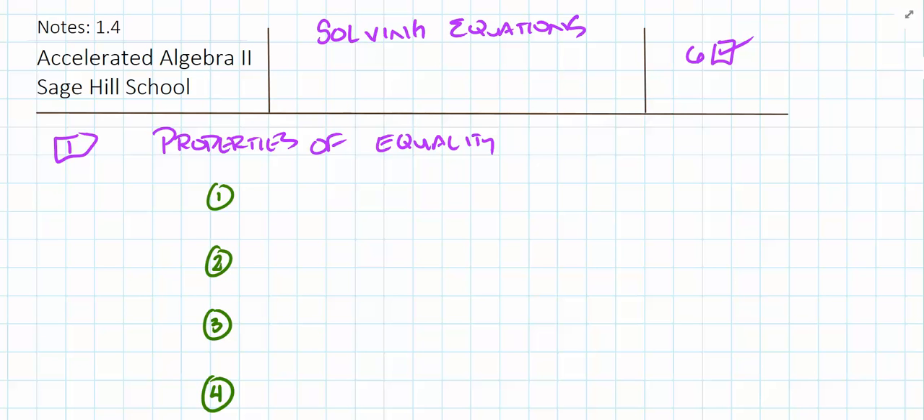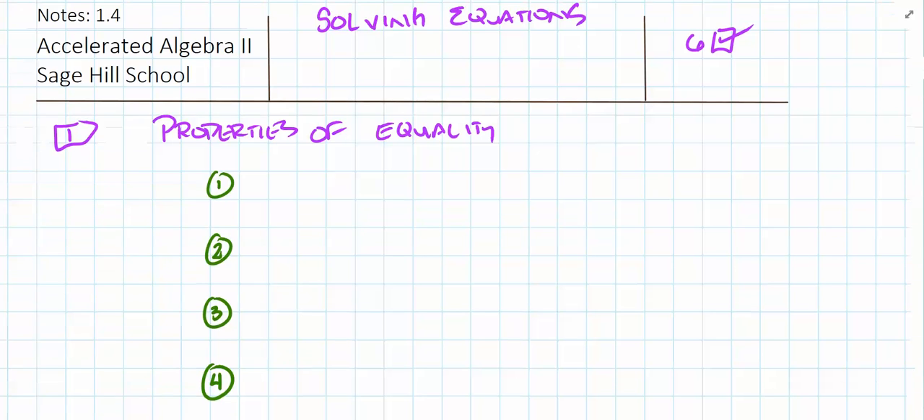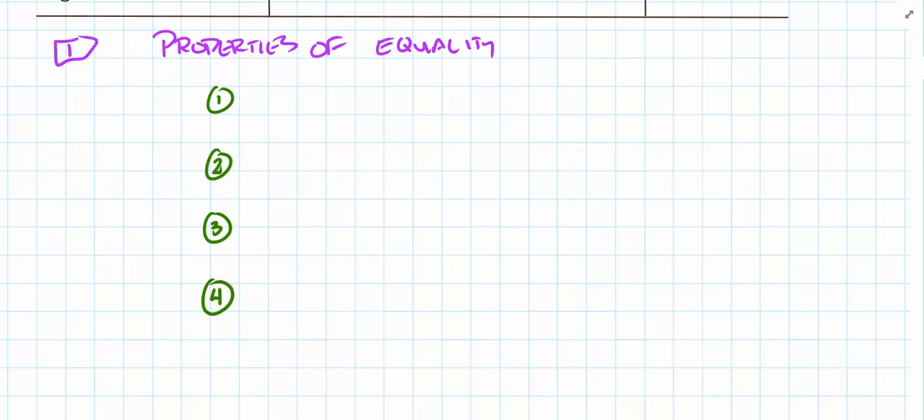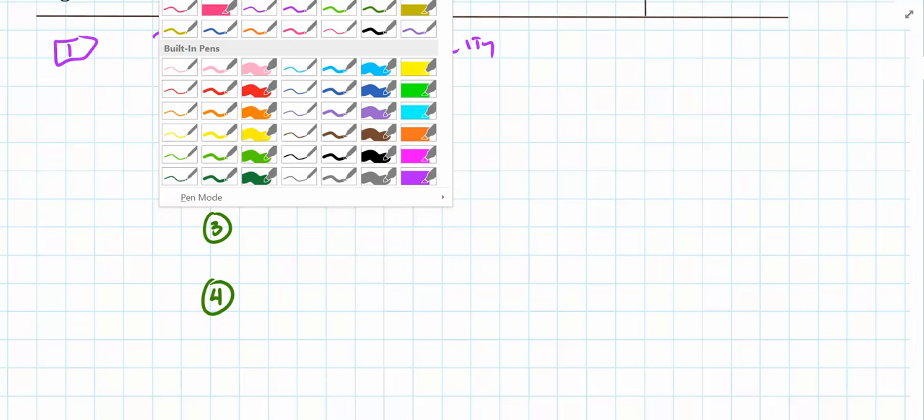So there, we have a couple of properties of equality, things that we can do to both sides of an equation in legal mathematics, right? So let's talk about 4 of them right now. I'll move up on the screen. What I'm going to do is give you the property, and I wonder if you can give me the name of that property.